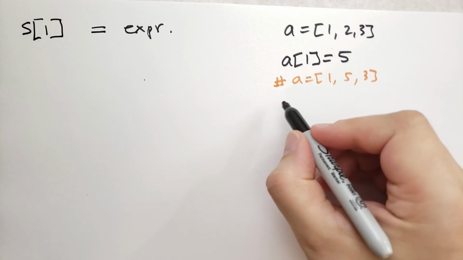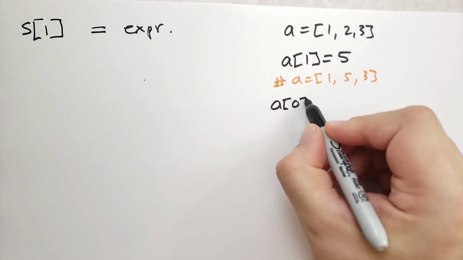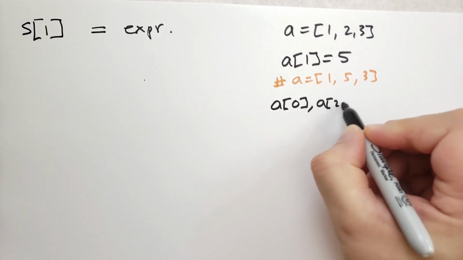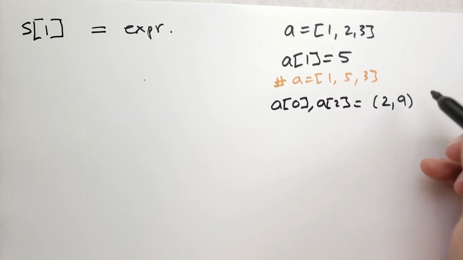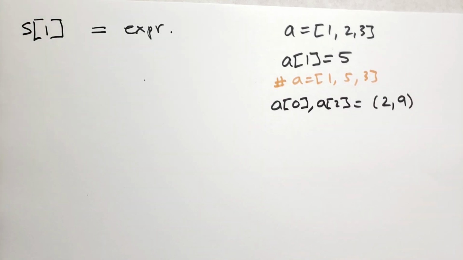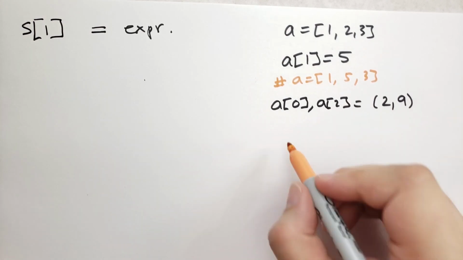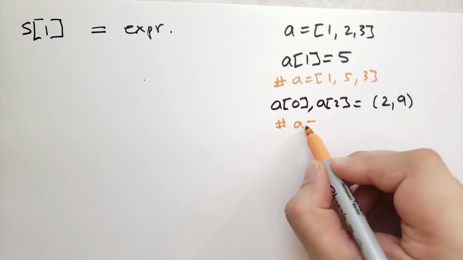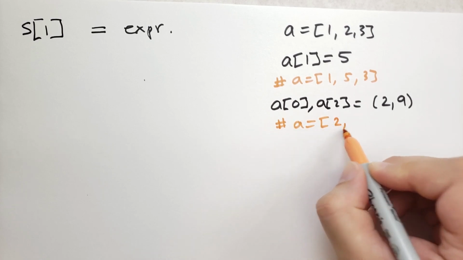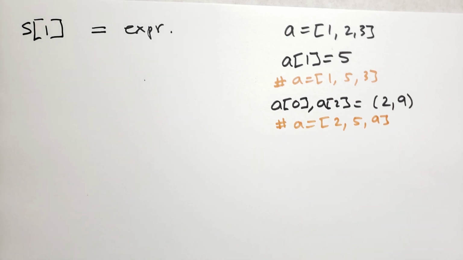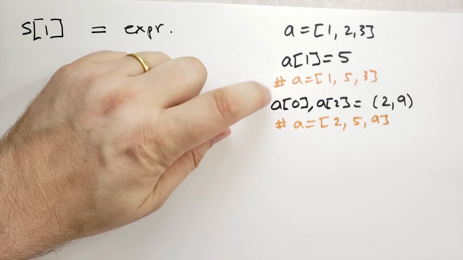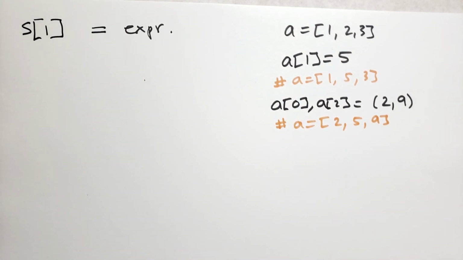Now if we did parallel assignment, so we can say A of 0, A of 2 is equal to the tuple 2, 9, okay? And there's not going to be an index or a type error here because this is a tuple. It's just looking for a sequence. And so after this is done, then A will be the same as 2, 5, 9. So you can change the values using list subscription on the left-hand side of an assign statement, whether that's a simple assign statement or parallel assignment.